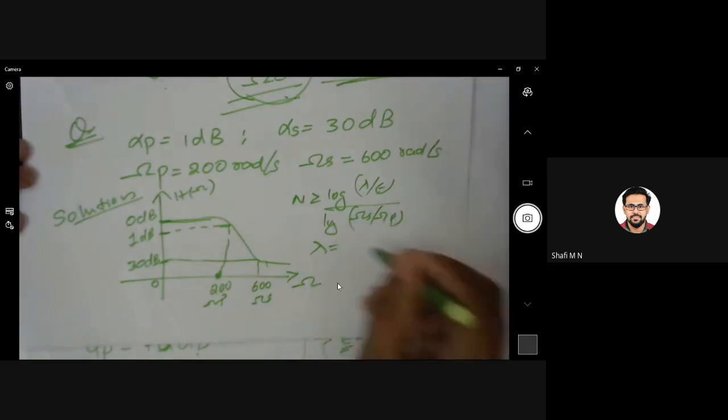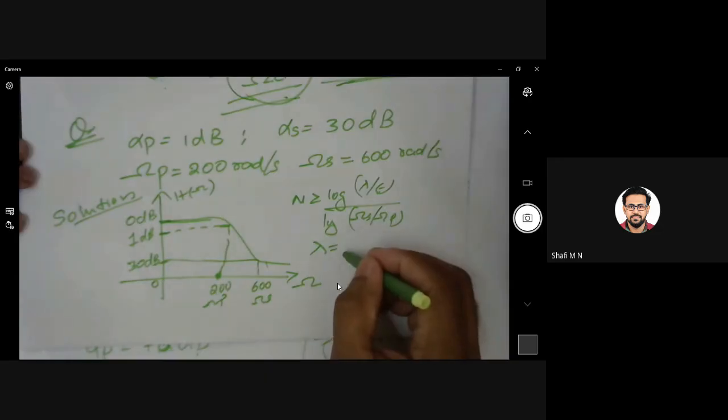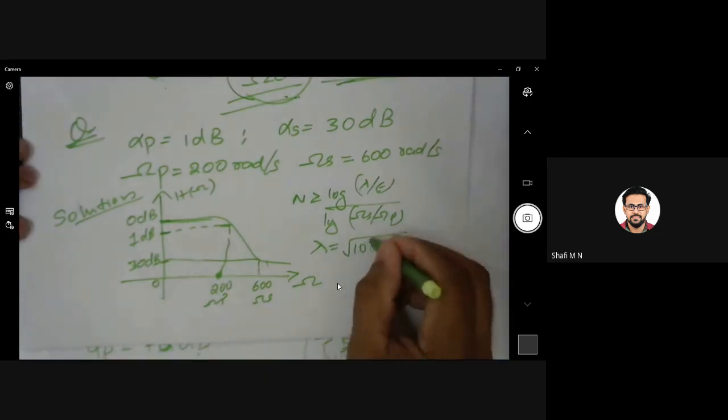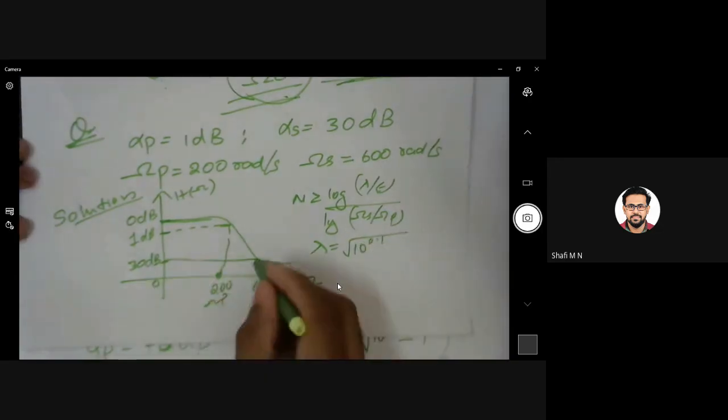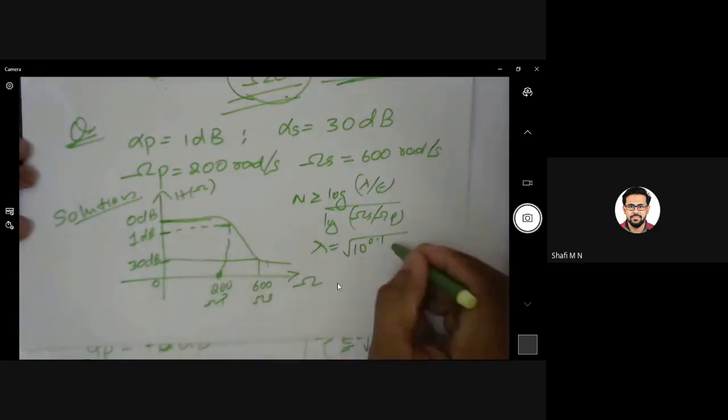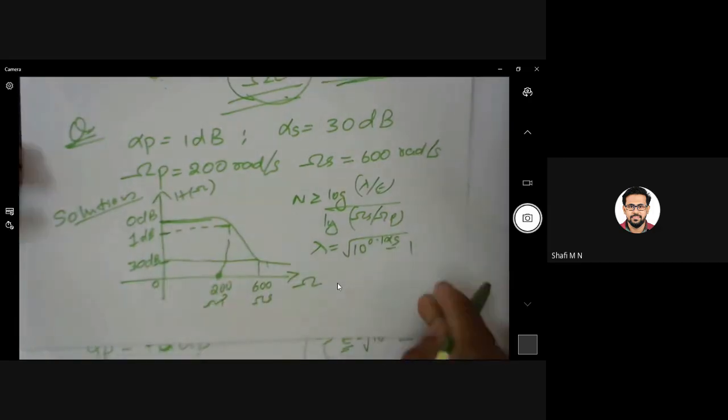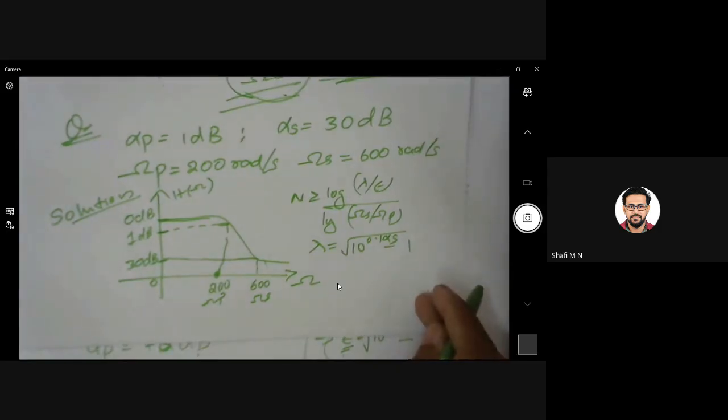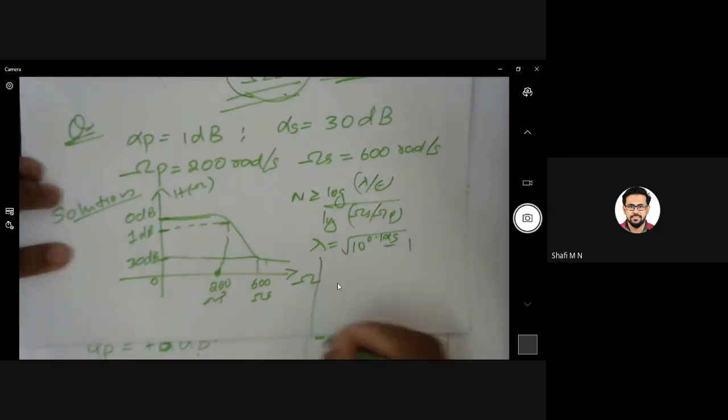Find the value of lambda, 10 raised to 0.1 alpha S minus 1. Similarly, find epsilon also and tell me the values. Just do that.